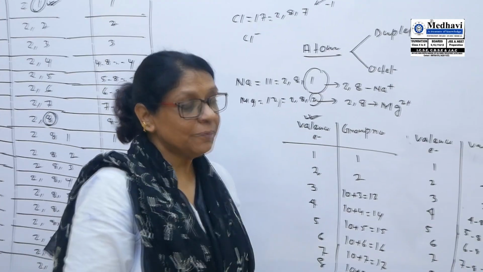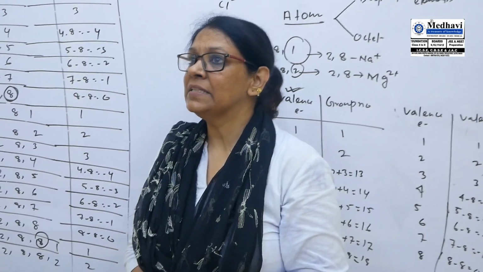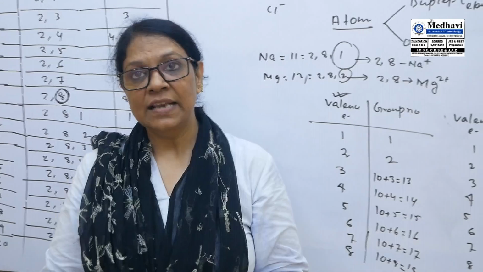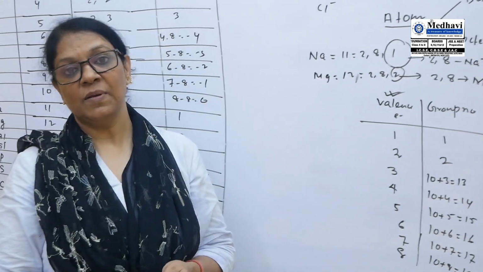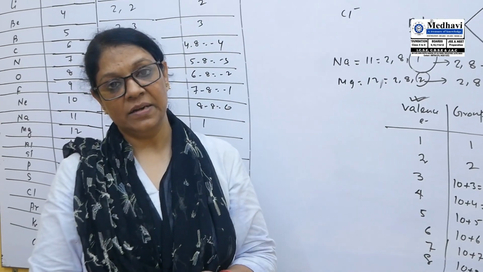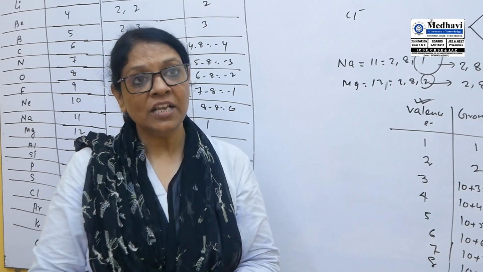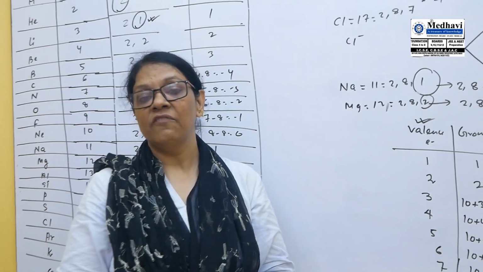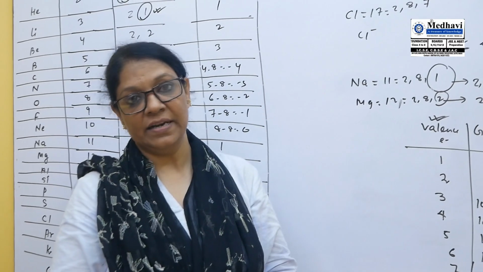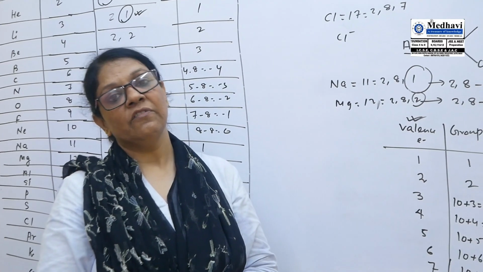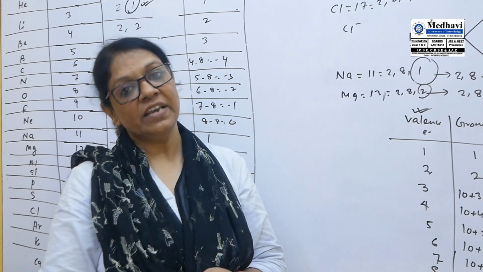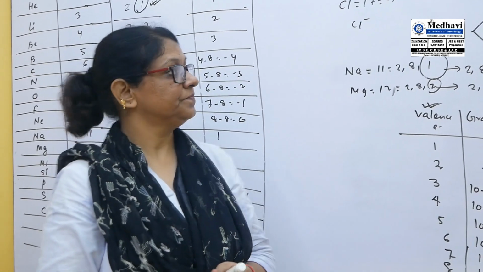Now, the next part of this is that some elements are showing variable valency. Variable valency, for example, iron, it has +2 valency or +3 valency. So those elements which are showing more than one valency are called variable valency showing elements. Normally, for the transition elements, d-block metals, we use the variable valency concept.